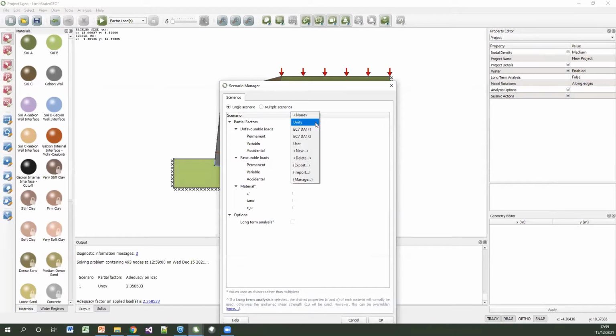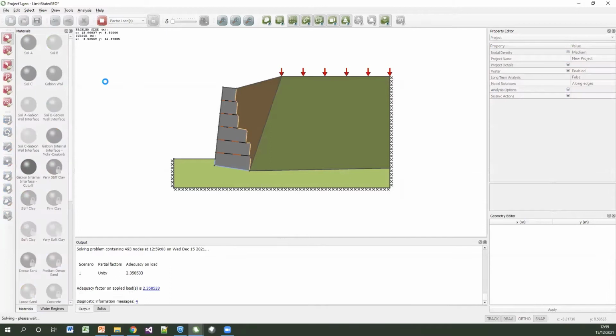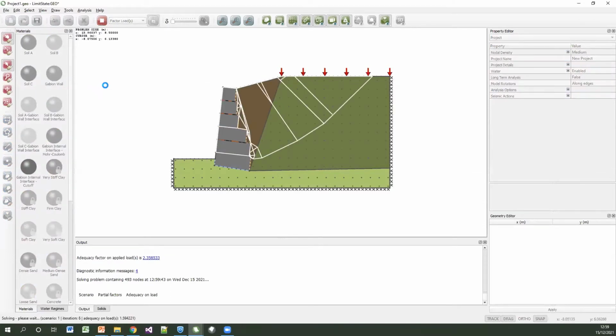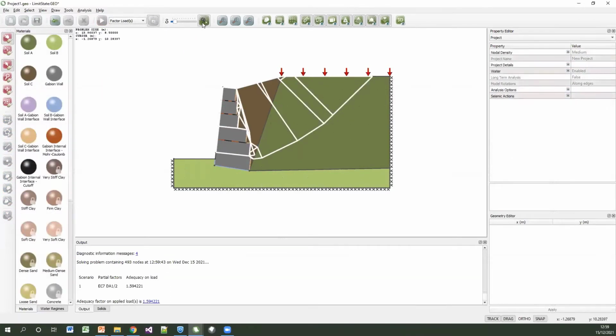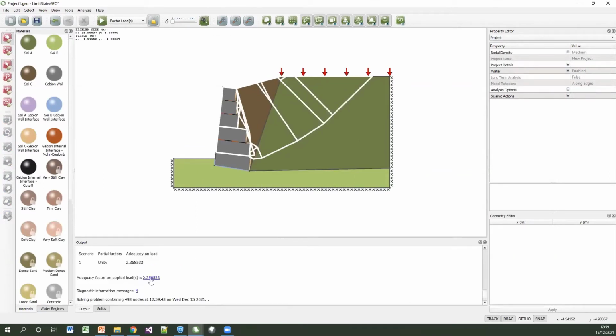Very easy to apply partial factors. So for example, if I want to apply Eurocode Design Approach 1 Combination 2 factors, I just select this in what's called the Scenario Manager. That then pre-factors unfavorable loads according to these factors, favorable loads according to these factors, and the material properties, of course, get reduced. So I click OK on that. Those are automatically applied. If I resolve, then I get a fairly similar failure mechanism on sliding as well, but the adequacy factor has gone down. It's gone down from 2.35 to 1.59, and that's because I've got these Eurocode factors applied.